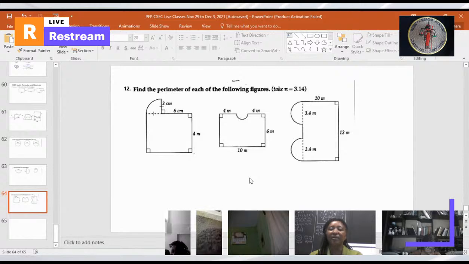Let's work it together. So the diameter was 3.4, right? Yes, miss. Times 3.14, and that's the circumference. And we add that to the 10.6, 10 plus 10 plus 12. Plus what? 5.2? Yes, miss, it's 47.2. 47.876. Yes, I got that. Okay, I got 47.876.